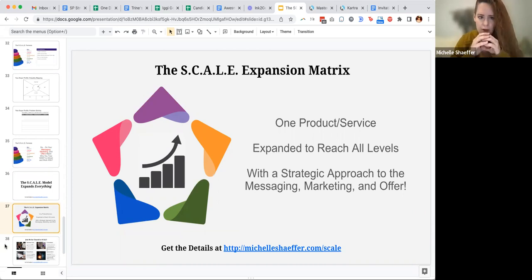Because whatever your offer in the center is, you can modify it to reach all of these levels and speak to all of these levels. And if you're at a place where you're really looking to scale, what you want to do is get one level really dialed in first, and then you can expand into all of these other areas to sell the same basic product or service, but with a more strategic approach to your messaging, your marketing, and your offer, so that it really grabs their attention.